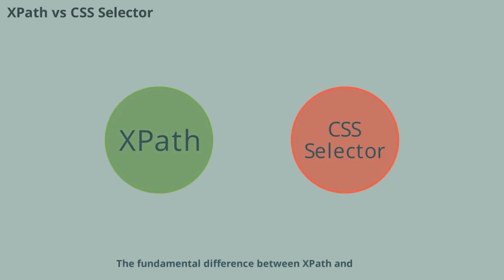The fundamental difference between XPath and CSS selector lies in their navigation capabilities. XPath can traverse both up and down the document tree, allowing you to move to parent elements. In contrast, CSS selector can only move downwards, from parent to child. This distinction is important when choosing the right locator for complex web structures.